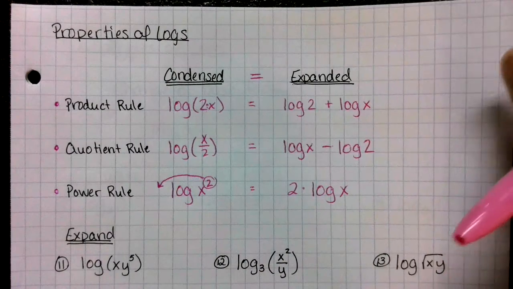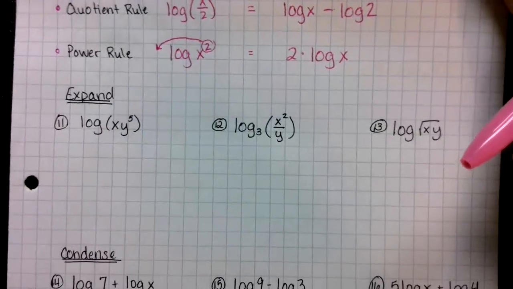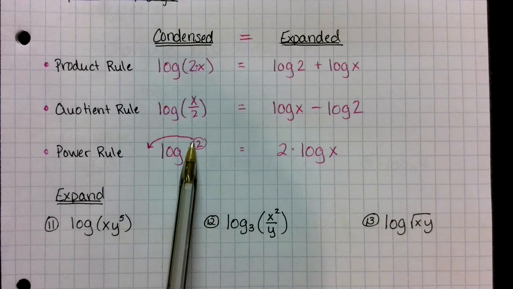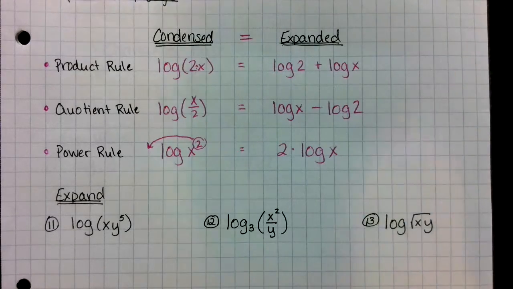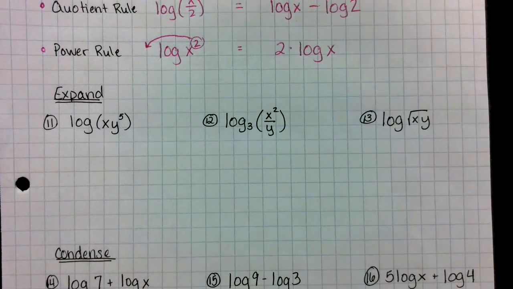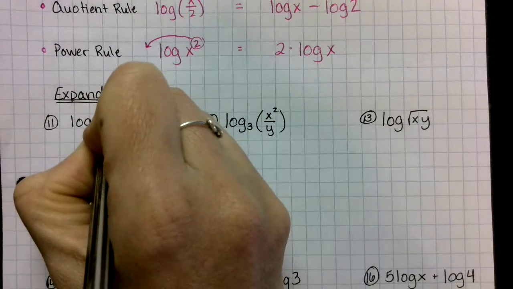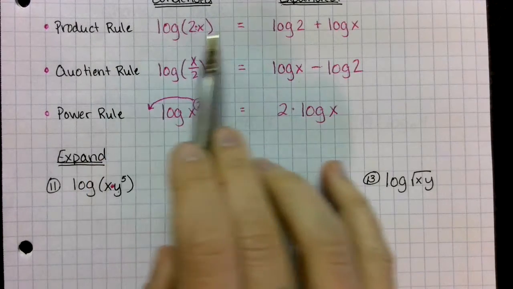Okay, so what we're going to do is we're going to use these properties and we're going to go back and forth between condensed and expanded. So the first one I have is we're going to expand it. So that means we're starting with one of these condensed forms. It only has one log, and we're going to expand it so that typically it has more than one log. So what I'm looking for is what's happening to my components here. So I have x, y to the fifth. So when those are written side by side, I know that means multiply. So that's going to be the product rule.